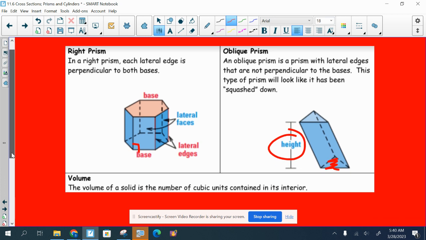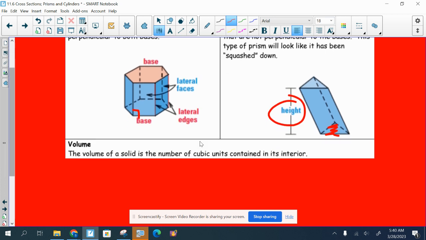And then the volume of a solid is the number of cubic units contained in its interior. So remember, when finding volume, it's always units cubed.